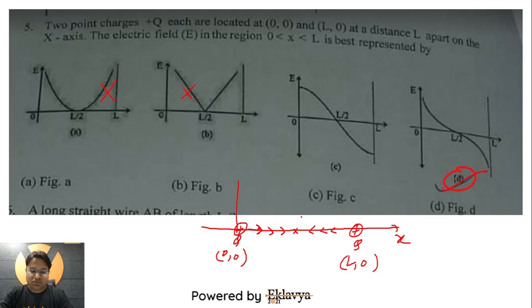So straightforward question, not too difficult. You just had to eliminate the options. I hope you understood this. See you for the next question.